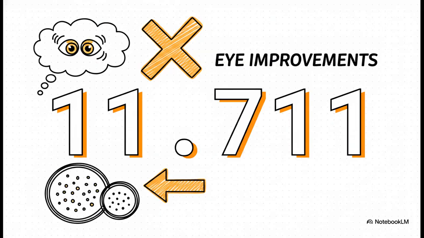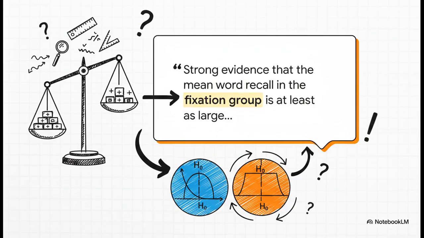But now, check out the Bayesian result. They calculated a Bayes factor of about 11.7. So what on earth does that mean? It means the data are about 11.7 times more likely under the null hypothesis, the one that says the eye movements don't help at all. And this allows the researchers to make a much stronger, much more direct statement. They can actually quantify their evidence and say, hey, we have strong evidence for the null hypothesis. This is something a p-value can never do, and that is a huge practical advantage for the Bayesian approach.